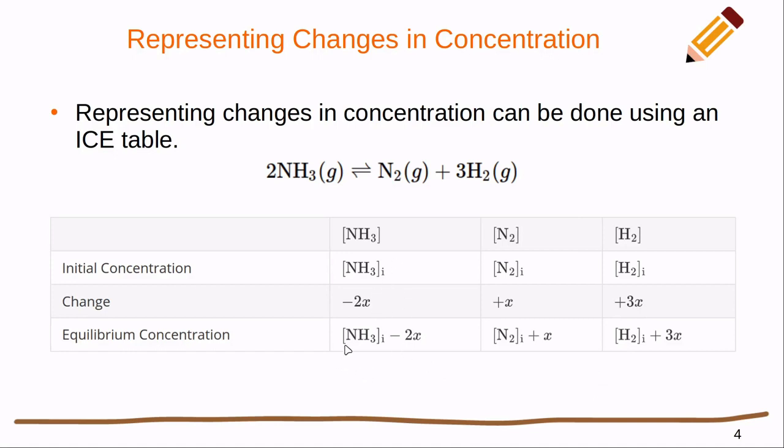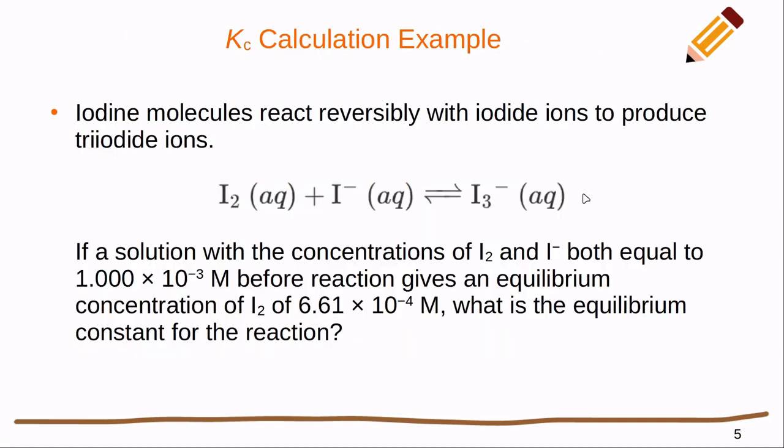Then I add these together. So at equilibrium, I'm going to have the initial concentration of ammonia minus 2x, the initial concentration of N2 plus x, and the initial concentration of H2 plus 3x. All I need to know is what this shift in moles is. What is my delta moles across this once it's reached equilibrium? Let's see how we can go about doing that.